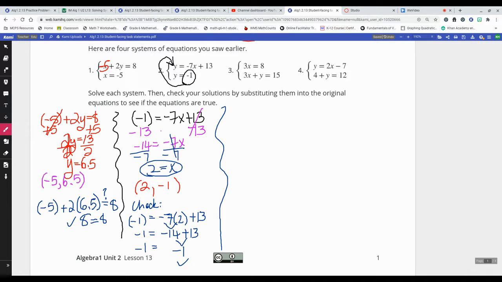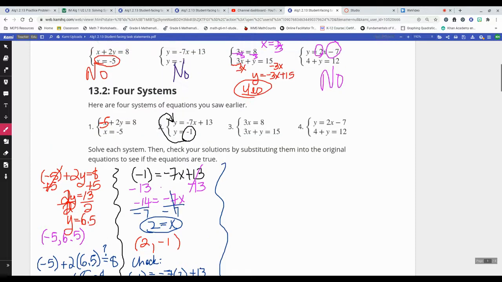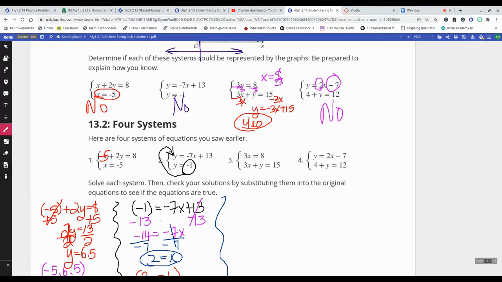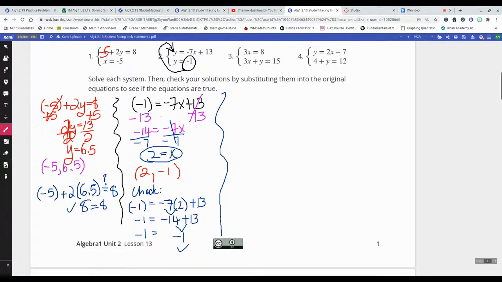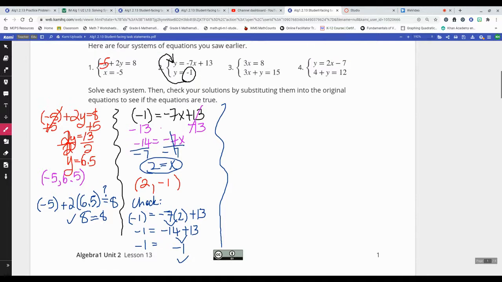Alrighty, so 3x is equal to 8. 3x plus y is equal to 15. Now, we've spoken about isolating the variable, and we already knew from the system above, when we worked it out, that x is 8/3. We knew that. So we know x is 8/3.